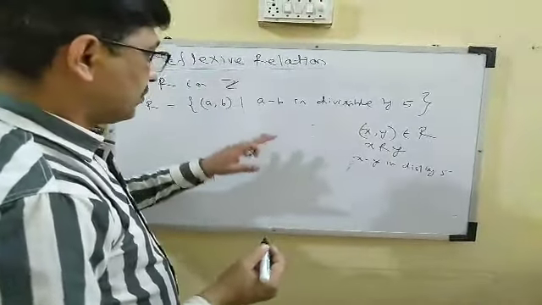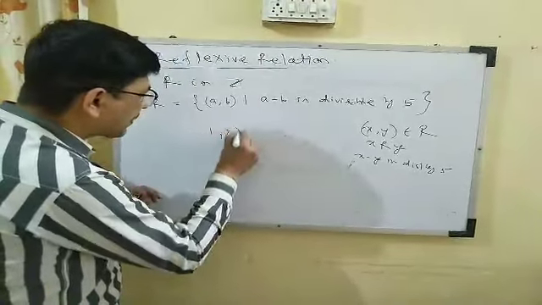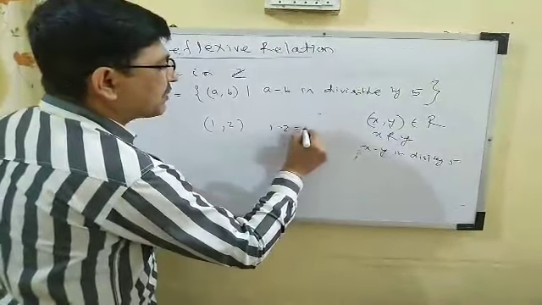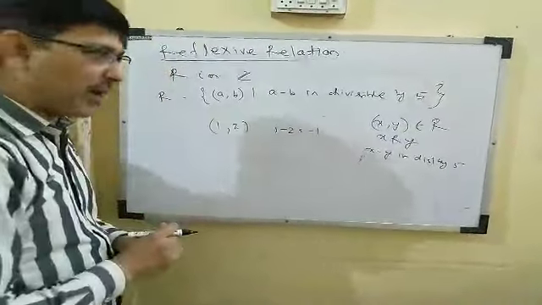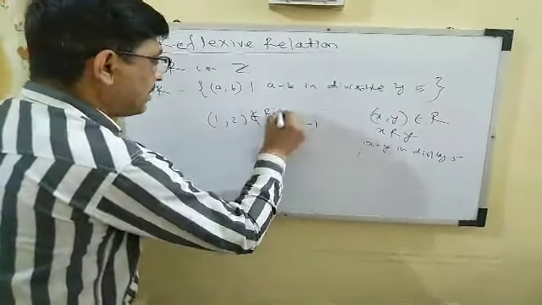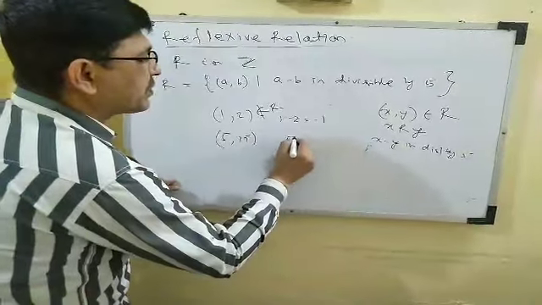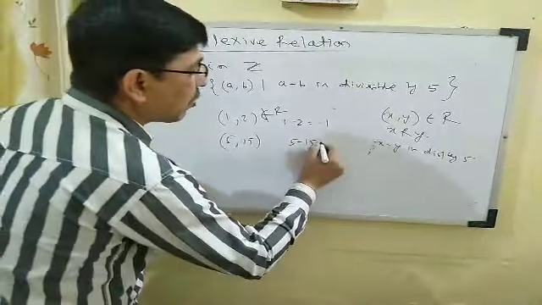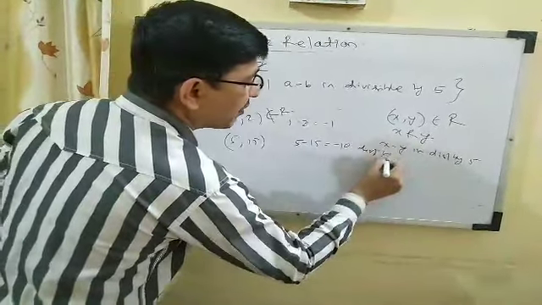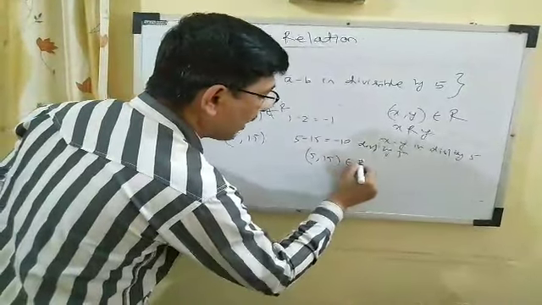So let us take some examples. Is (1, 2) an element of R? Check. 1 minus 2 is equal to minus 1, which is not divisible by 5. Therefore this (1, 2) is not an element of R. So is (5, 15) an element of R? So 5 minus 15, you check. 5 minus 15 is equal to how much? Minus 10. Yes, minus 10 is divisible by 5. Therefore (5, 15) is an element of R.